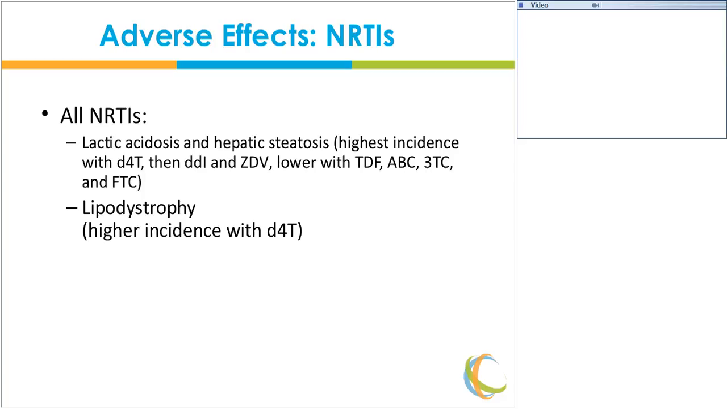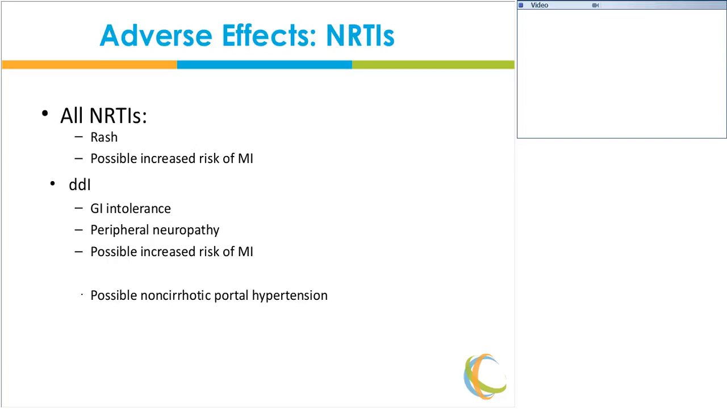Lipodystrophy is another class effect. This is a collection of body shape changes in people taking ARVs. They can include fat loss in the extremities, fat deposits in the stomach, back of the neck, and breasts in both men and women, and metabolic changes. There is a higher incidence of lipodystrophy with Stavudine, although it can occur with any NRTI.